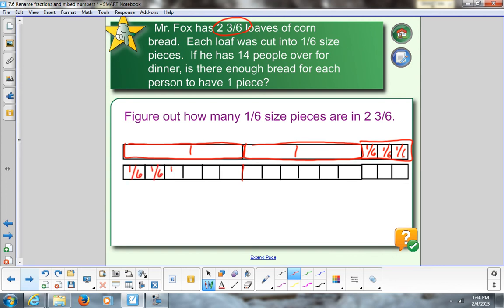And how many 1/6 pieces do you think I'm going to get out of a loaf of bread? If I have a whole loaf and I cut it into 1/6, how many of them am I going to get? 6. Because 6/6 is a whole. Okay. Here's my other whole. We're going to cut it into 6 pieces. Okay, and that is 6 over 6.